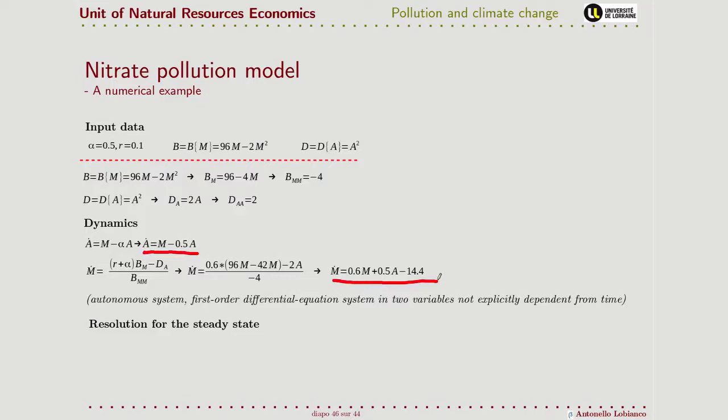These are called autonomous systems because they are first order differential equation systems in two variables that, like in our previous models, do not explicitly depend on time. So of course the specific amount of polluters and the stock of polluters will be different in time, but the way they relate with each other doesn't depend on time. And we'll see that in the next slides, but when we have a situation like this, we can at least study it graphically with phase diagrams.